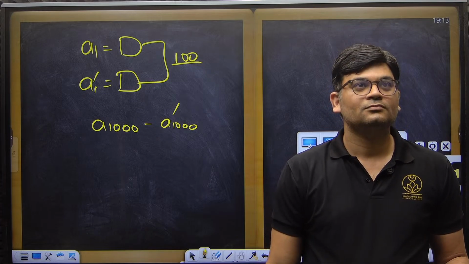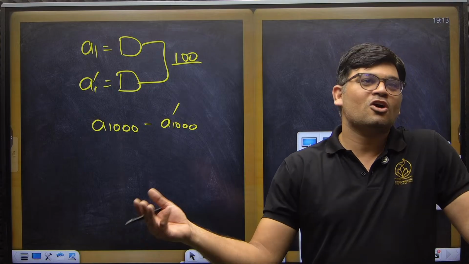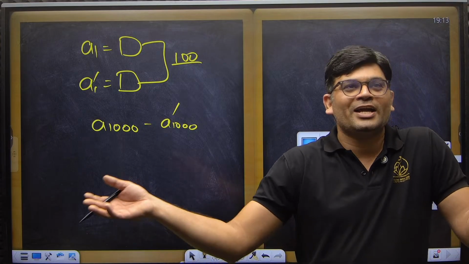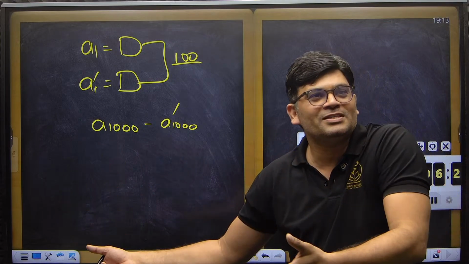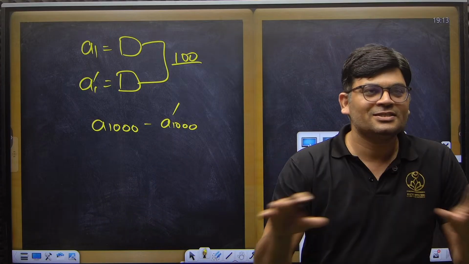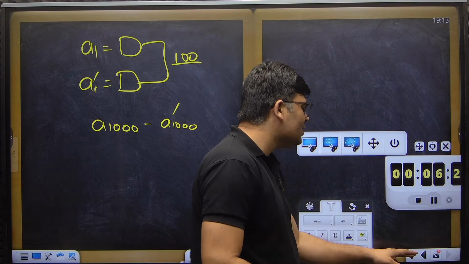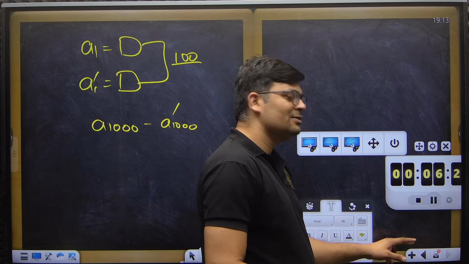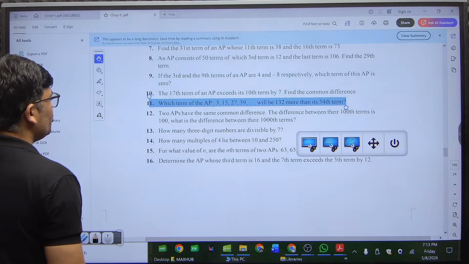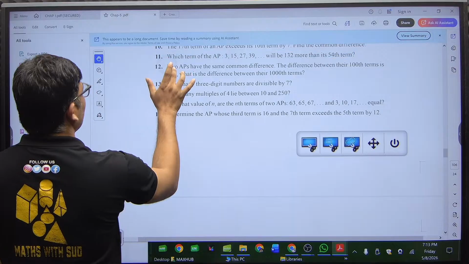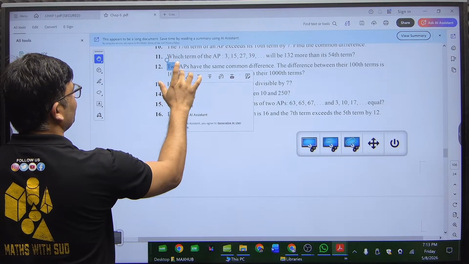Sir, 100. 100 only, because the common difference is same. So they will be going at the same speed. So the number of jumps is same. So the difference is same. So it will be 100 only. Okay, this is a question asked and it is a tricky question. Some of the students will give the answer as 1000. Let me show you the question.